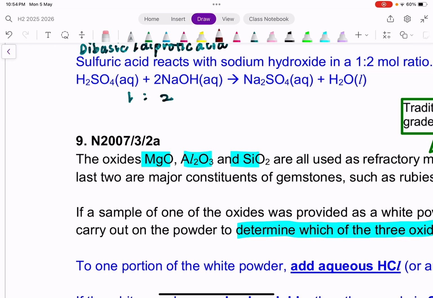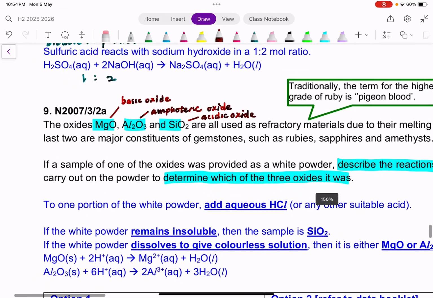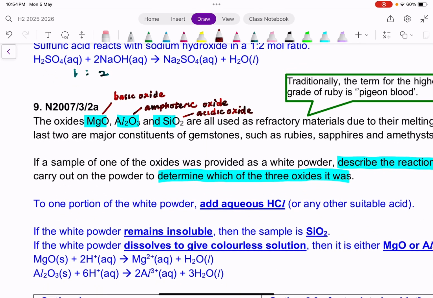So we know that in terms of the 3 types of oxides, MgO is a basic oxide, Al2O3 is an amphoteric oxide, whereas SiO2 is basically an acidic oxide. So therefore, based on this information, we know that we can use acids and bases to distinguish them. So the first thing that we can do is do this question by elimination.